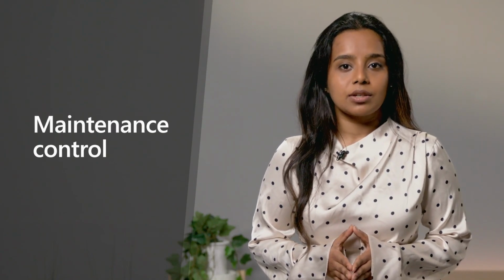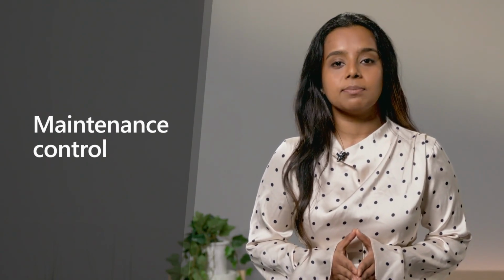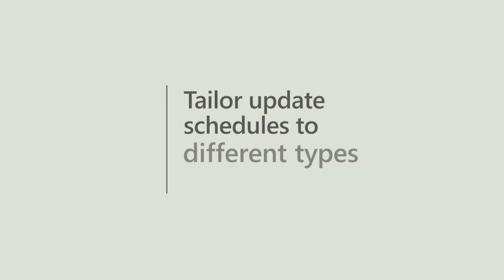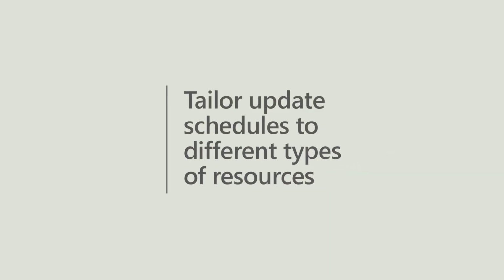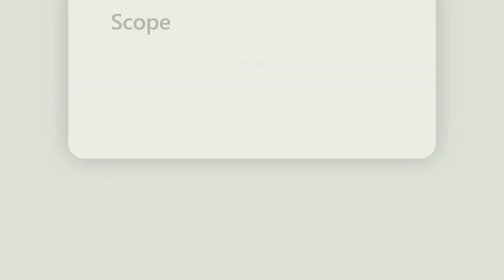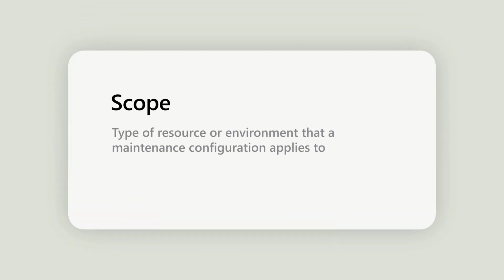With your update schedule set, let's discuss how you can control updates more precisely using Maintenance Control. This powerful feature helps you tailor update schedules to different types of resources, giving you flexibility and better management of your updates. In Maintenance Control, a scope refers to the type of resource or environment that a maintenance configuration applies to. There are 3 main scopes for maintenance configurations, each designed to tailor update schedules to specific needs.